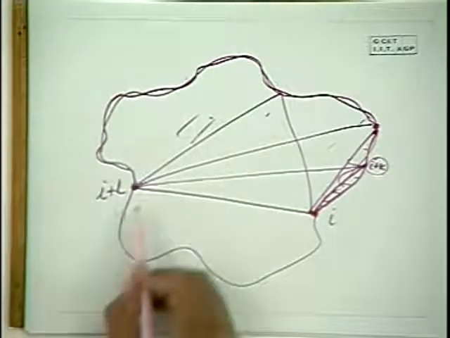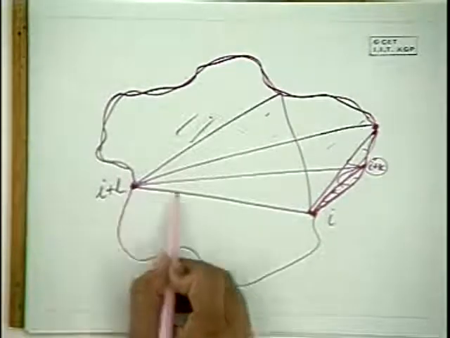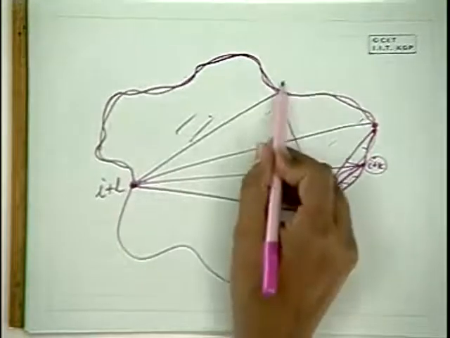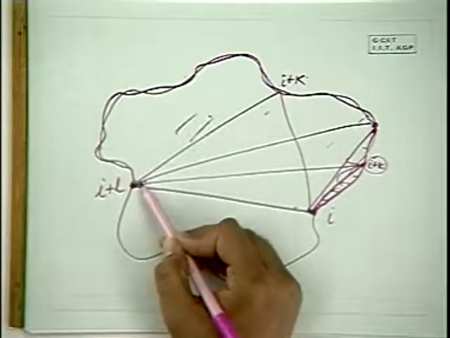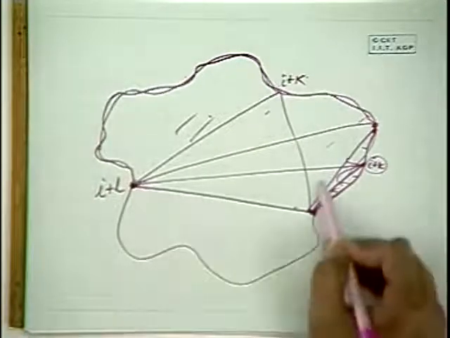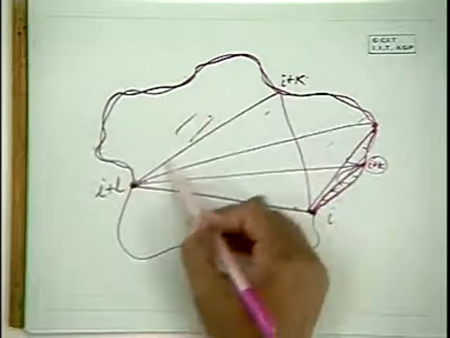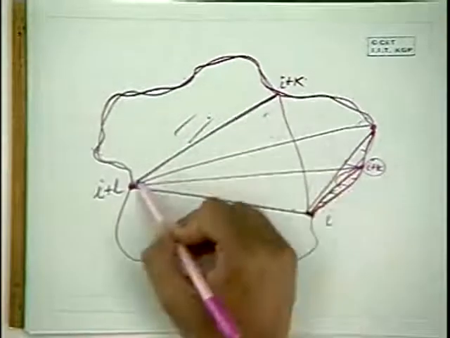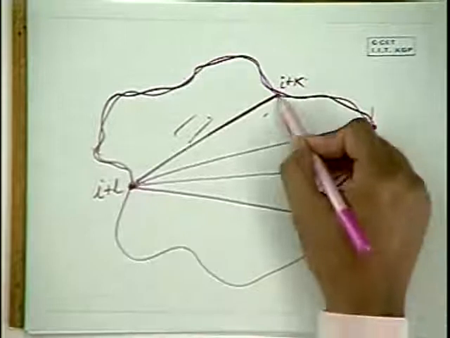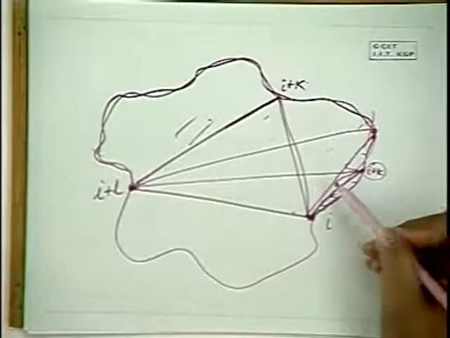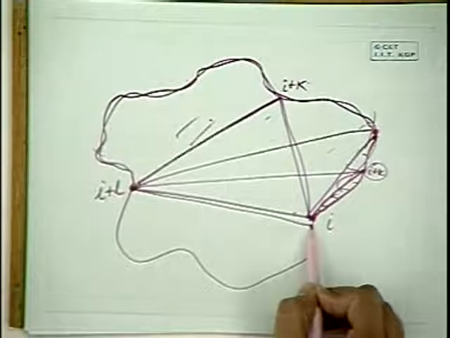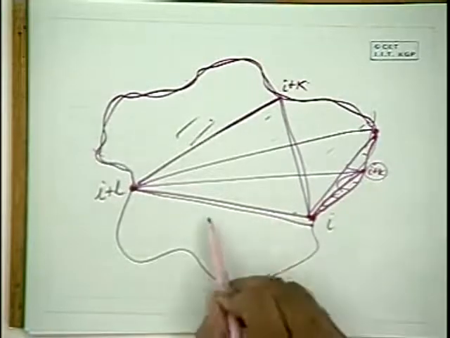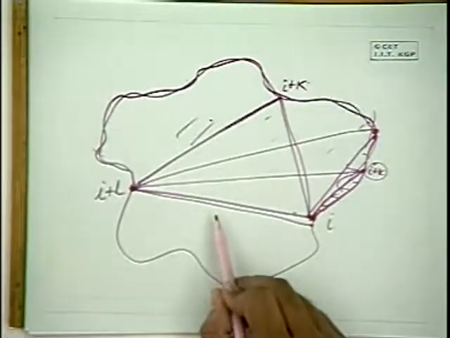We'll check whether, here you can see I plus L, I and this vertex I plus K must be a left turn. It must be a left turn, and this polygon should have a triangulation over this chord. This polygon should have a triangulation over this chord. This is a recursive definition. Then this chord is valid. And this is the check we will make in the algorithm also.